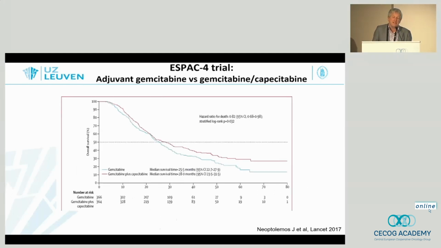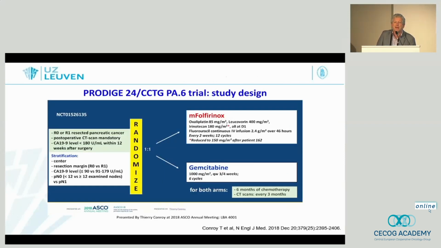You've seen already the slide of the ESPAC-4, gemcitabine plus or minus capecitabine in the adjuvant setting. Some people believed in it. I would almost say they were believers. The benefit was limited, and there was a bit more toxicity. The trial had for sure, like any trial, some imperfect aspects. We in Leuven never did this gemcitabine-capecitabine in the adjuvant setting. And then it became the new standard.